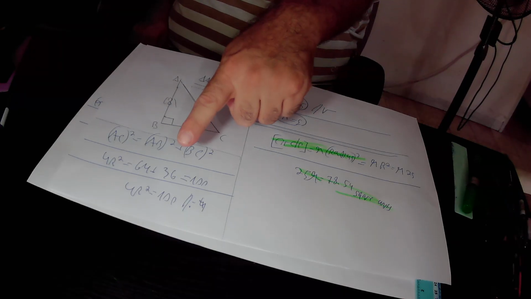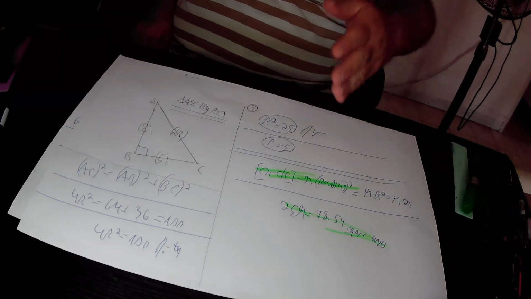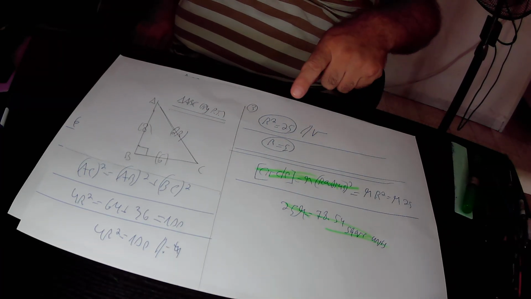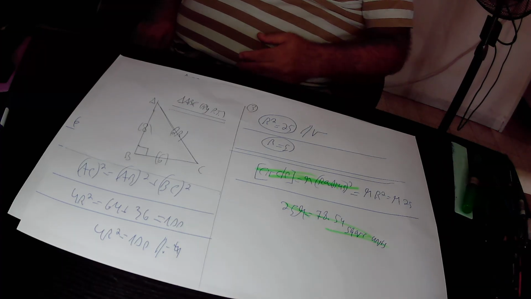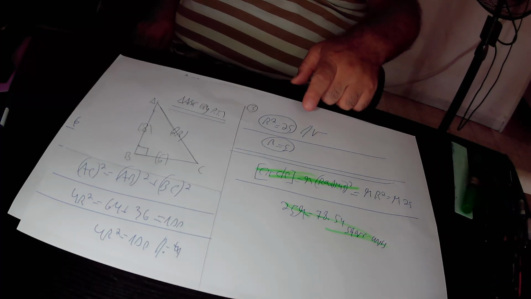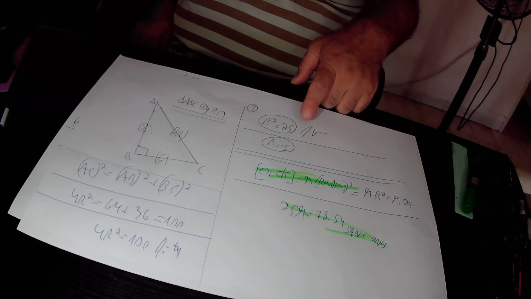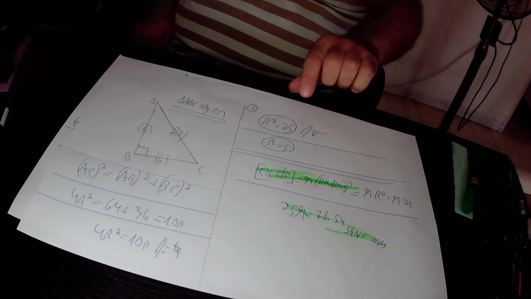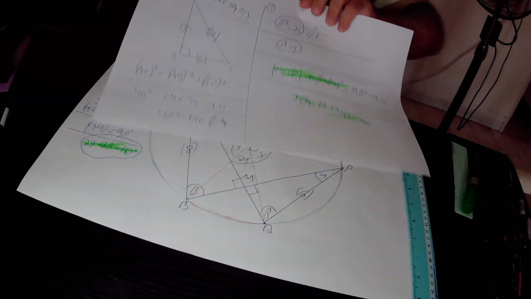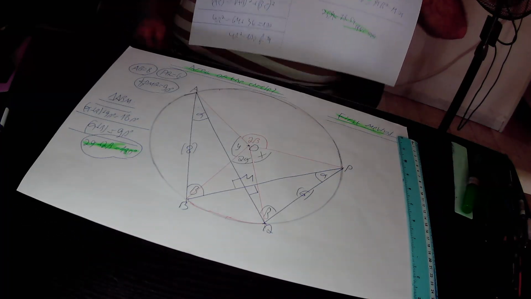Here we divide this equation by 4, and we find that r squared equals 100 over 4, which is 25. R squared equals 25. Here we take the square root of this equation, and we find that the radius r of the circle equals the square root of 25, that is 5. So the radius r of this circle is equal to 5 units in its length.